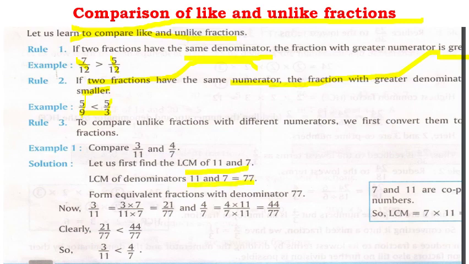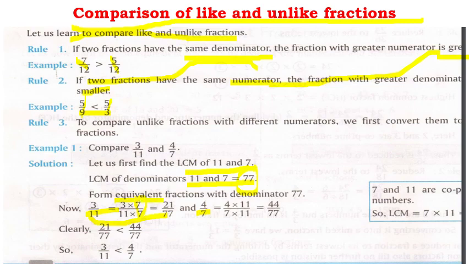Now our target is to make both the denominators, means 11 also and 7 also, as 77. Why both the denominator should be 77? So that they become like, and once they are like, it is very easy to compare. So 3 by 11, how can you make 11 to 77? You will multiply with a 7. So when you are multiplying 7 down, you have to multiply 7 up also to follow the equivalent rule.